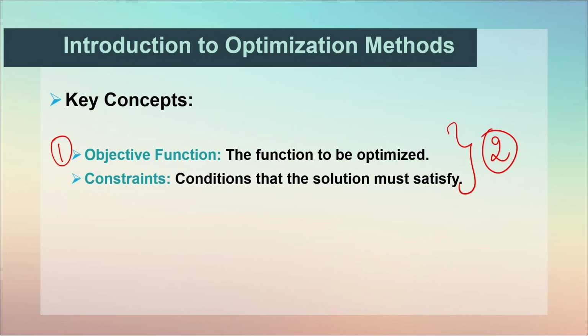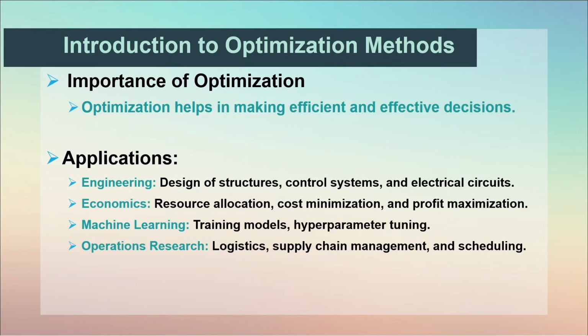So when you treat any problem as an optimization problem, the first thing you should think about is how to write the objective function for that optimization problem. Second, is there any constraint associated with the optimization problem? If these two things are ready, then automatically the optimization task is enabled and you can solve the problem in an optimal way. So what is the importance of optimization? In general, optimization helps in making efficient and effective decisions.